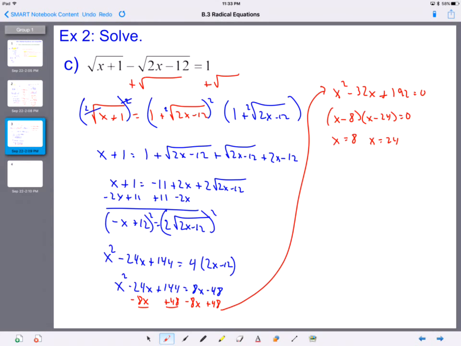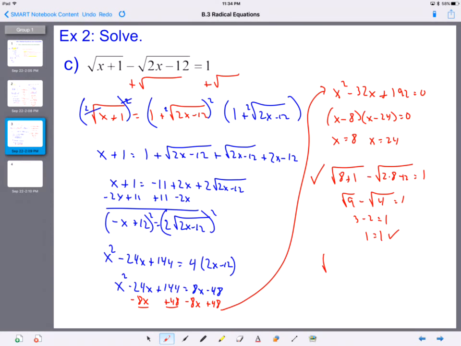Now we got two solutions. We actually do need to go back and check to see if these work. So we have the square root of 8 plus 1 minus the square root of 2 times 8 minus 12 is equal to 1. So that would be the square root of 9 minus the square root of 16 minus 12, which is 4. So this would be 3 minus 2 is equal to 1. And this one looks like it will work. So 1 is equal to 1, so that's good.